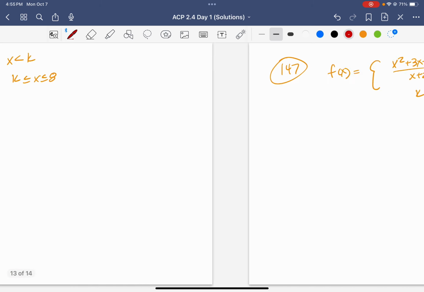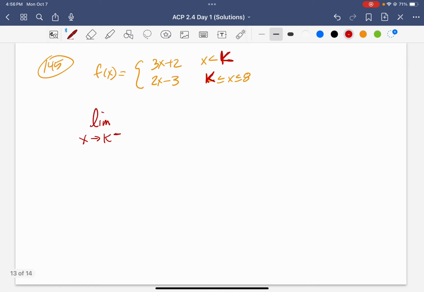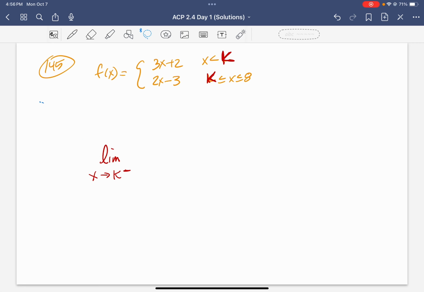145. Okay, 145 and 147 are cute. It's saying, what value of k would I need to make this thing continuous, right? Interesting. So I've got the limit as x goes to k. Well, notice I would need to come from the left. So it really looks like the only point I'm worried about, where things might not be continuous, is x is equal to k. So we need to show that I can get something out, which I can.